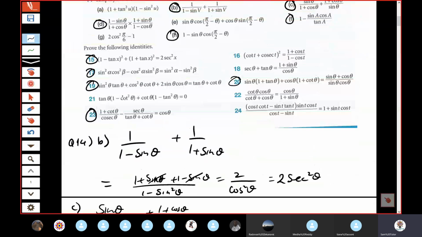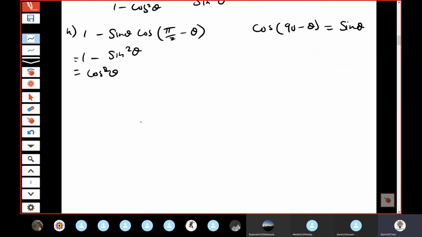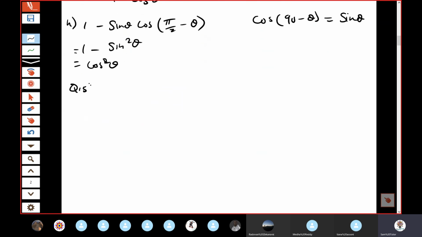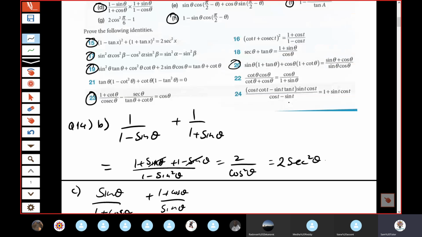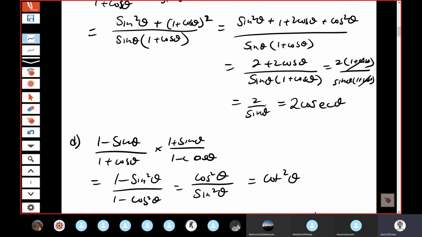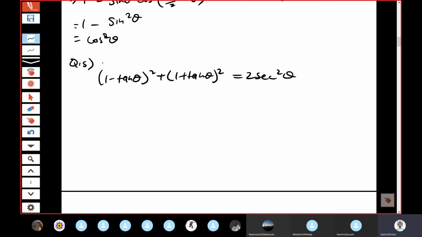Okay. Number 15, one minus tan, one plus tan. Okay, let's do it. Question 15. One minus tan theta squared plus one plus tan theta squared equals 2 sec squared theta, is that what he said? Yep. Okay, it's a proof question now, so at least you know the answer. You start with your left hand side, what do you do? Expand. Good luck, I'll leave that with you guys now that the answer's in front of you.